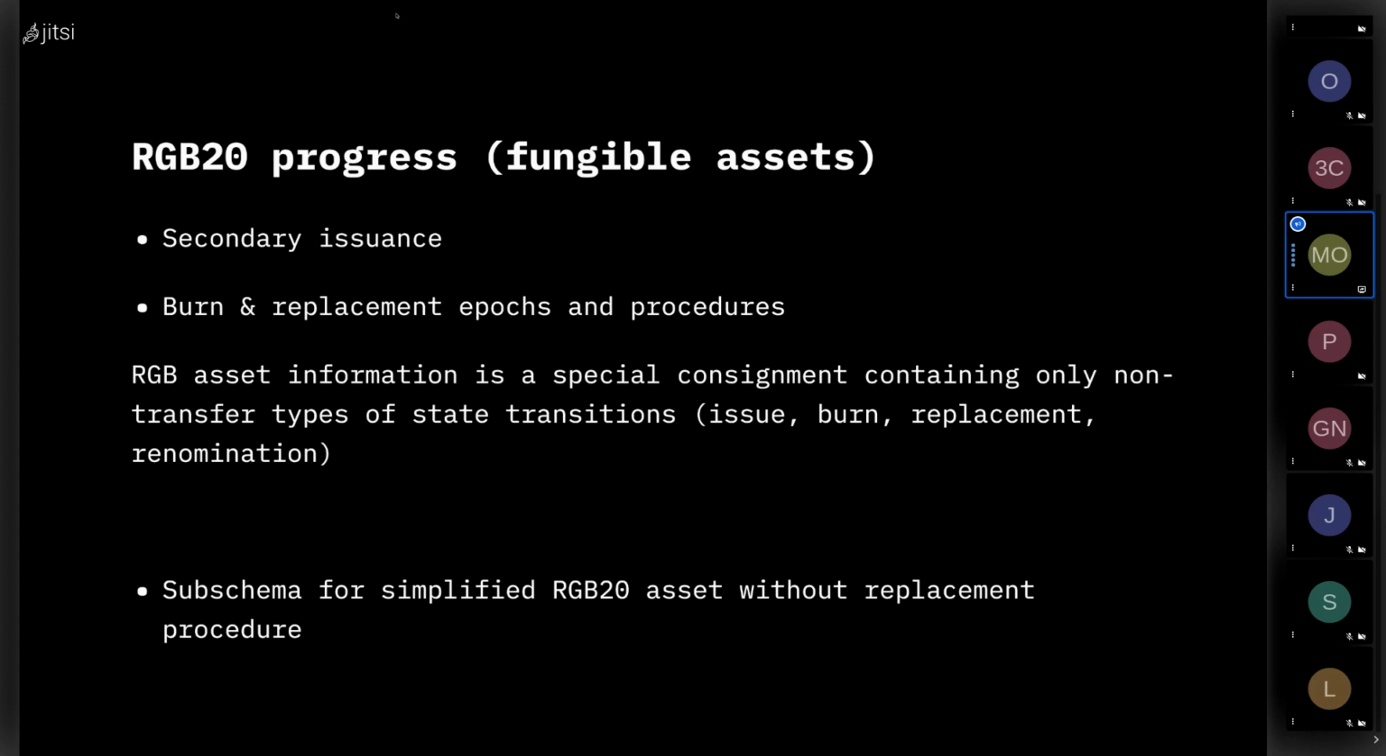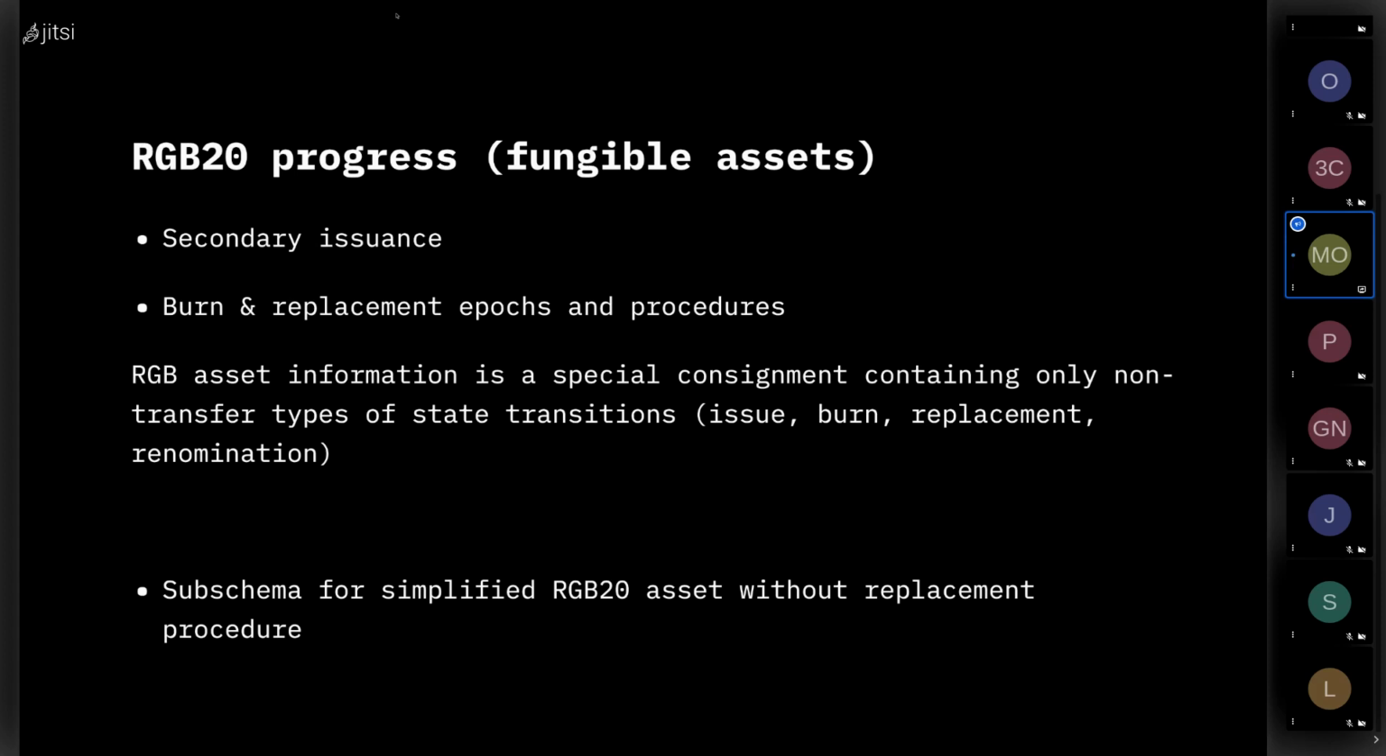What we did is basically, today RGB20 assets are shared via Genesis, which contains information only about the primary issue. To distribute information about the secondary issue, we need something else, because we can't do that as a part of Genesis. It can happen later.